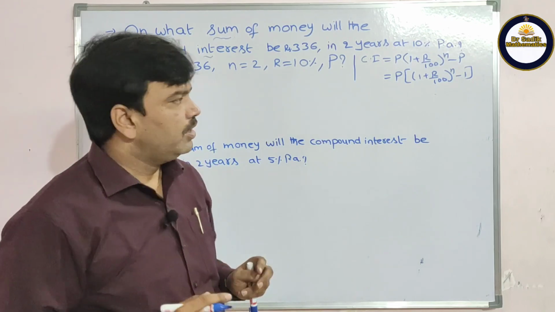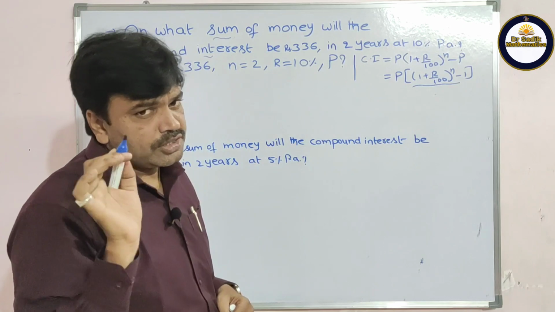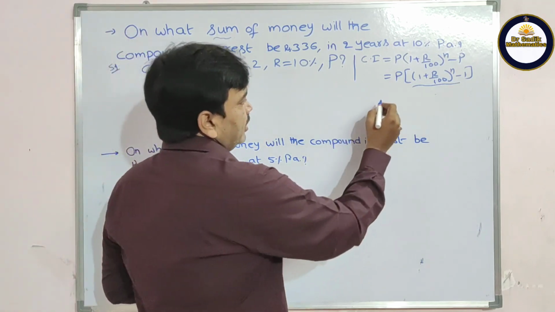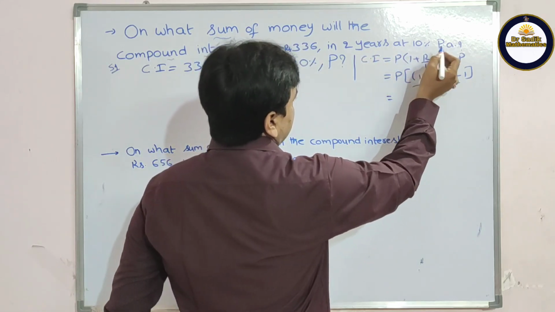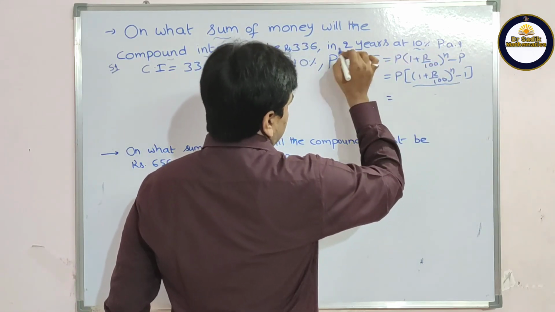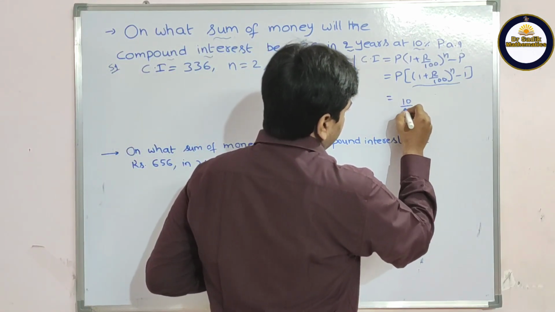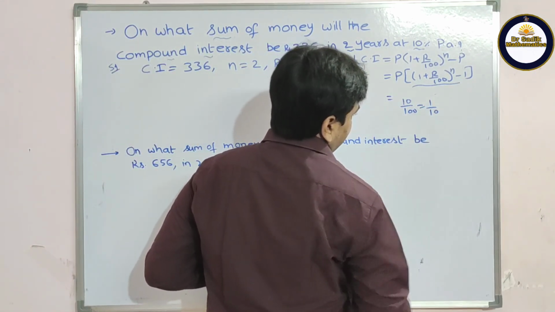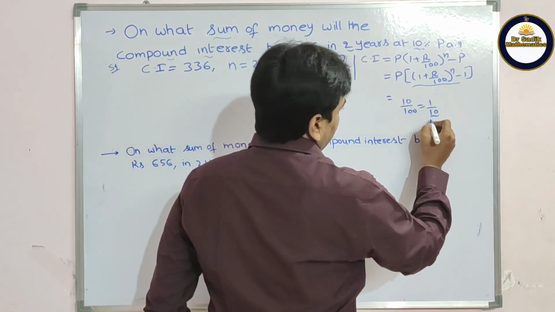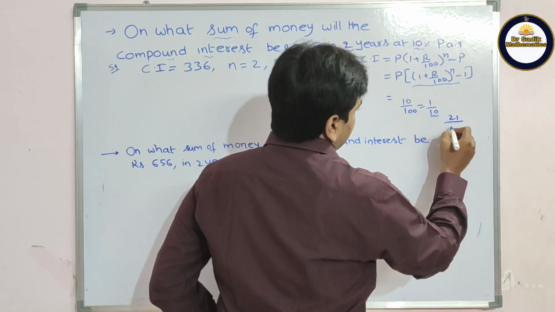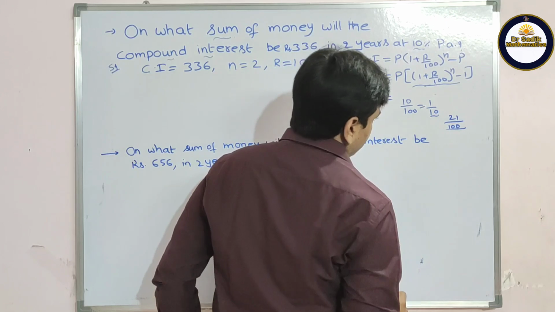See here the relation between compound interest and P, friends. Now I explained this part in the previous class, friends. You can watch that video. For this part we can find the value for 10%, 2 years. 10% means here 10 by 100, that means you get 1 by 10. So 10 into 2, 20, plus 1, 21 by 10 square, that means you get 100. This part value is 21 by 100.